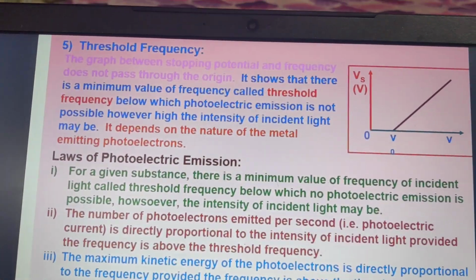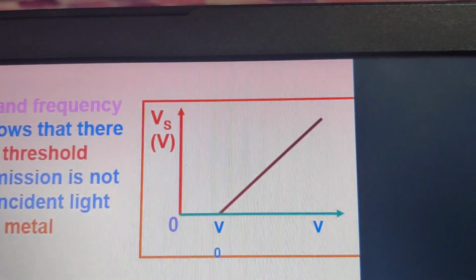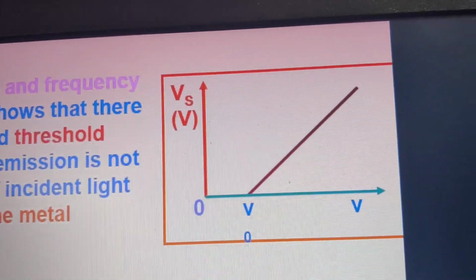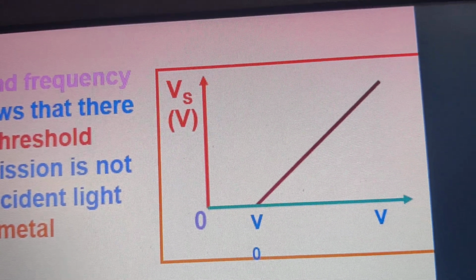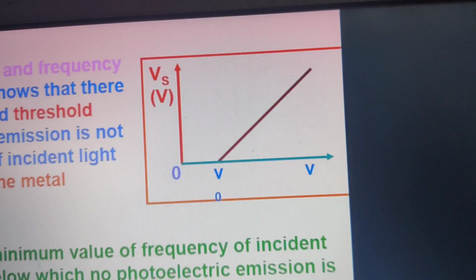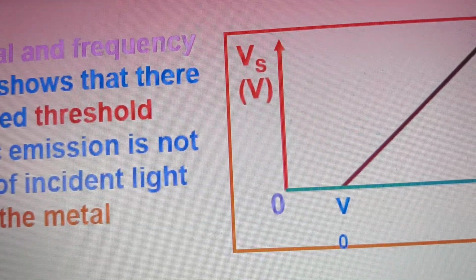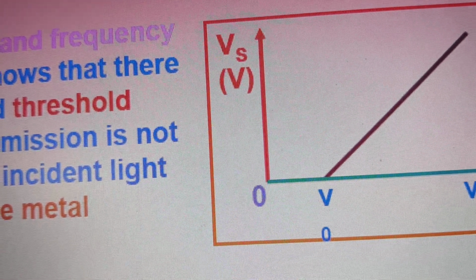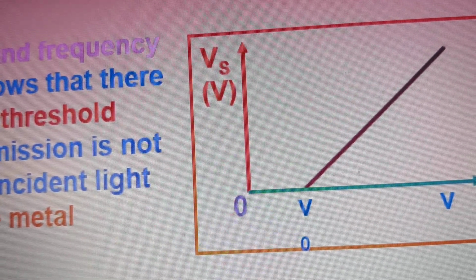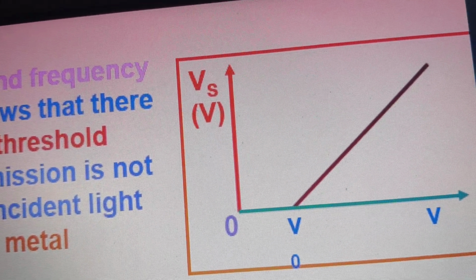So, threshold frequency: this is the particular graph between the stopping potential and the frequency, which does not pass through the origin. It shows that there is a minimum value of the frequency, called the threshold frequency, known as ν0, below which photoelectric emission is not possible, however high the intensity of the incident light may be. So it depends on the nature of the metal emitting the photoelectrons.